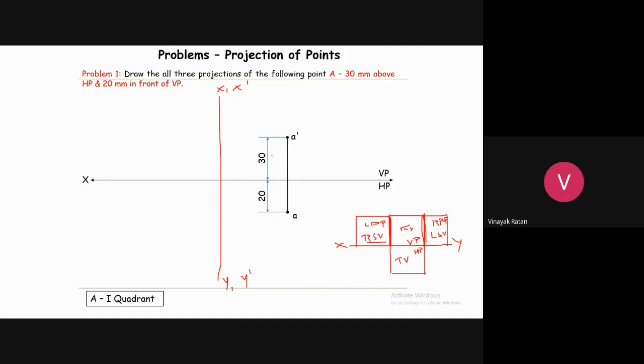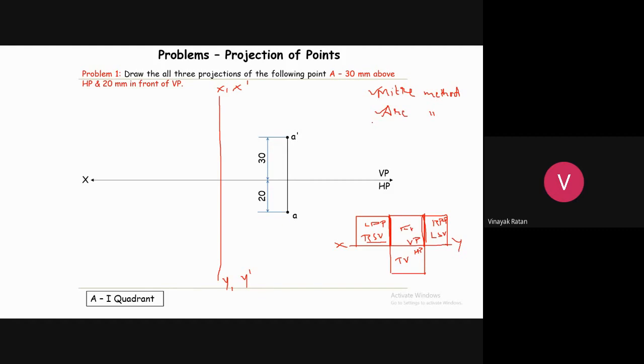Now I have told you there are two methods in order to draw the side view. Which are those two methods? One is the mitre method, and the other one is the arc method. We'll draw the same problem using both these methods, the mitre method and the arc method.